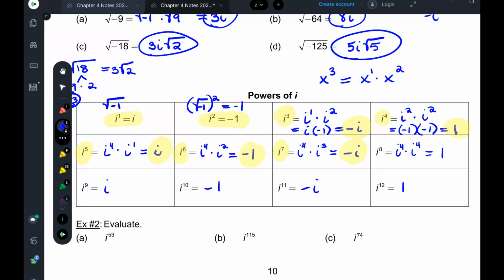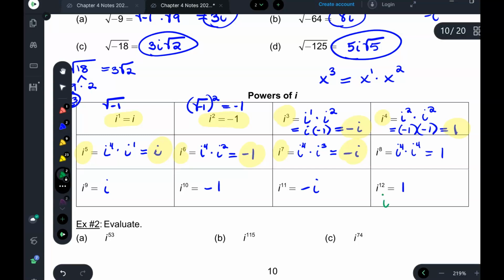What do we notice about the 4th powers? The 4th, the 8th, the 12th? What do you think the 16th would be? 1. And the 20th would be? 1. i to the 80th. 1. So anything that is divisible by 4. So if the exponent is divisible by 4, it's always going to equal 1.